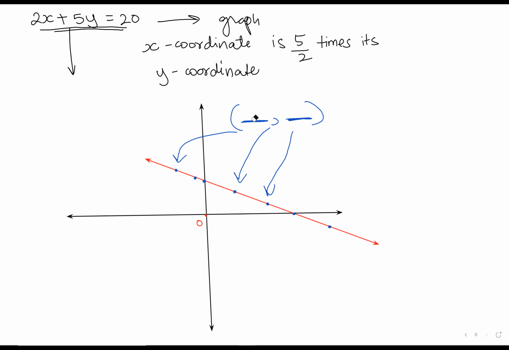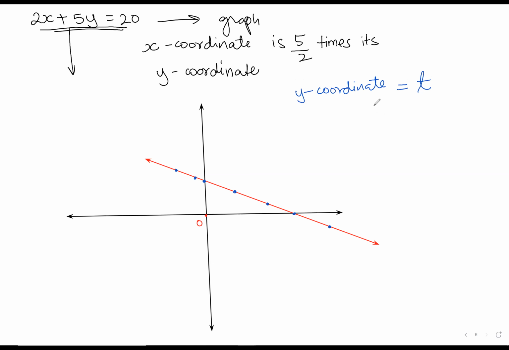Okay, so let me help you guys out a little bit. The question says that the x coordinate is 5.5 times its y coordinate. So let's say that the y coordinate, or we can just call it ordinate, but I think it's just better to say y coordinate, is, let's call it t. You can call it anything you want: s, a, b. Let's just call it a because we've been using a a lot. So the y coordinate is a.